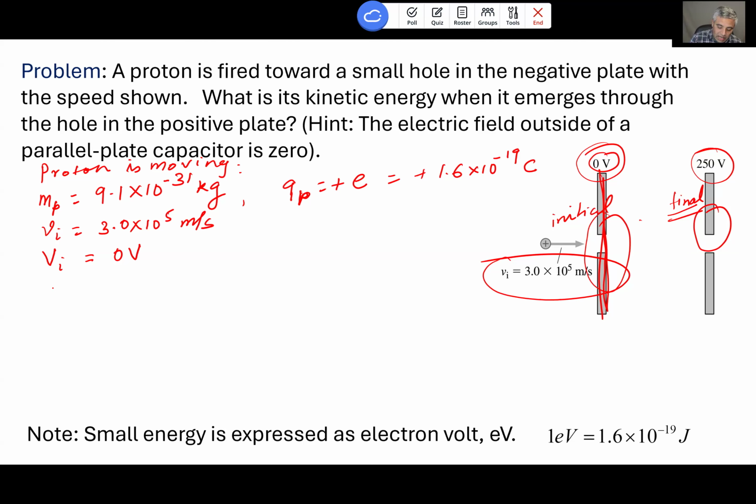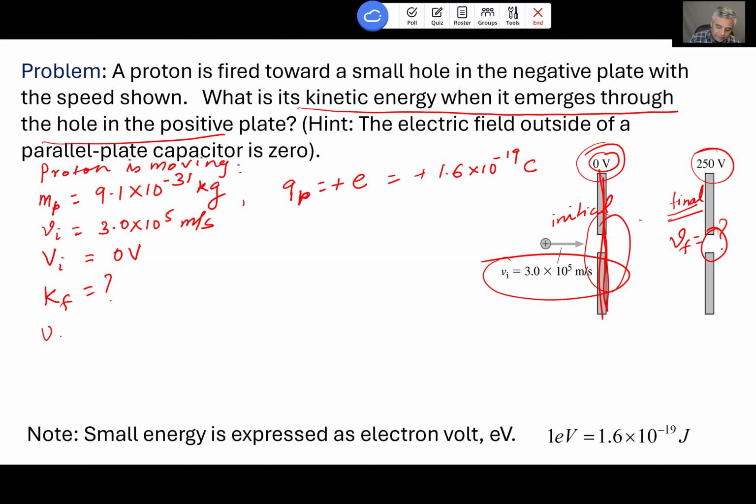So what are we looking for? This problem could have asked what the final speed is. Even to find the final speed, you just do the same thing: find the kinetic energy, use conservation of energy, and the final speed is in the final kinetic energy. In this case, we are asked to find the kinetic energy when it emerges through the hole in the positive plate over here. So we are looking for the final kinetic energy over there.